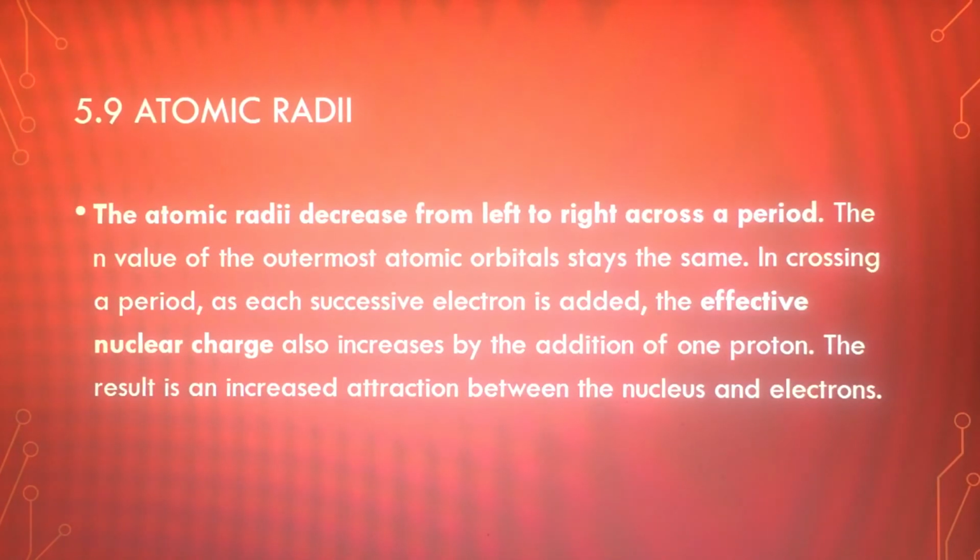In crossing a period from left to right, as each successive electron is added, that means if the electrons are added, there is also a proton inside the nucleus that is being added. And this added proton increases the effective nuclear charge, or the charge of the nucleus. So the result is there will be an increased attraction between the nucleus and the electrons.